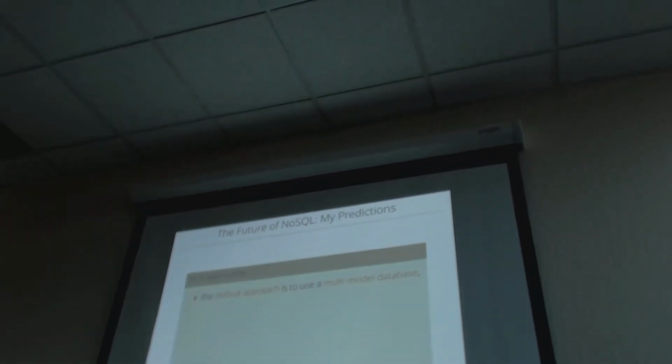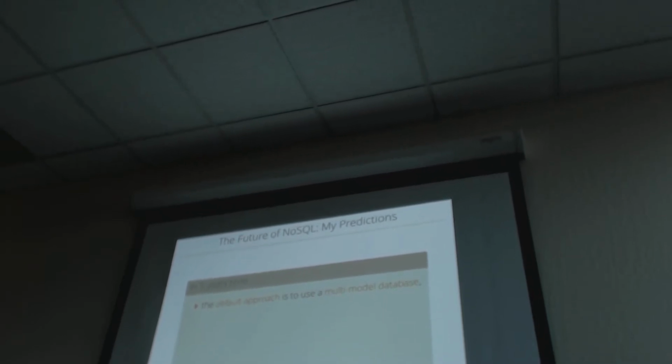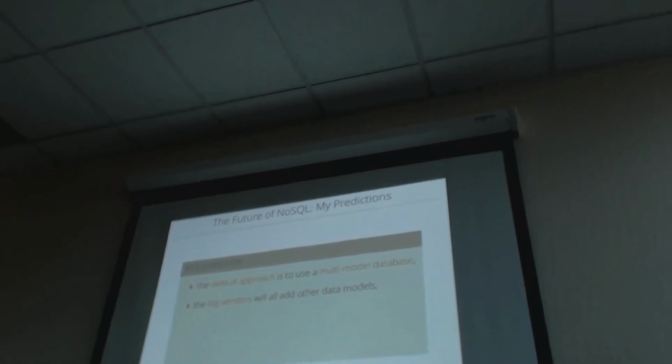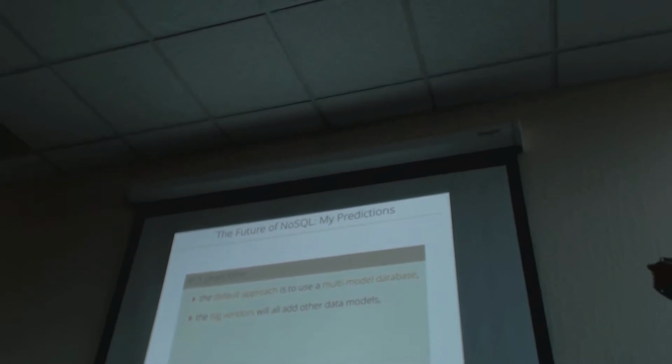Now, here are the predictions. This is the prediction about the NoSQL database market. I think in 5 years' time from now, the default approach for a new project will be to use a single multi-model database. That's the standard. Maybe 3 years ago, the default would be to use a relational database. Now the default is to use whatever is best, and if you have to use multiple stores, well, do it. I think in 5 years' time, the default, unless you have a very good reason, will be to use a multi-model database. The big vendors will all add different data models. That has already begun, and it will go on.